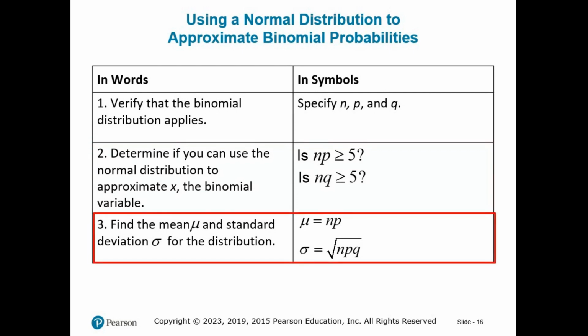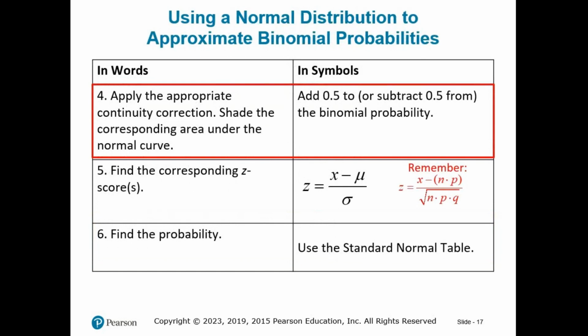Next, you find the mean and the standard deviation using the appropriate mean and standard deviation formulas for this situation. Mu equals n times p, and sigma equals the square root of n times p times q. After that, you need to apply the appropriate continuity correction. This will depend on the situation, which you need to determine based on context. You will either be subtracting or adding 0.5 to the given number or some number adjacent to it.